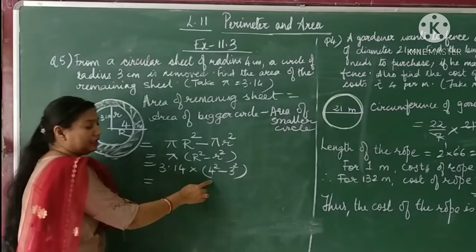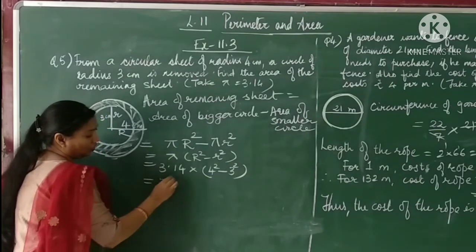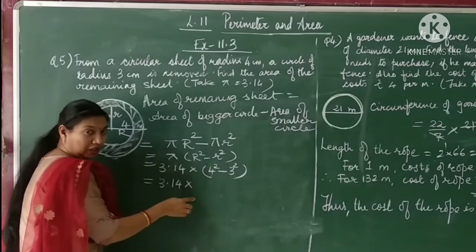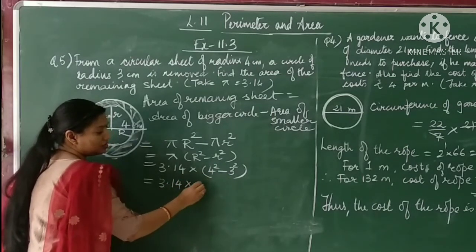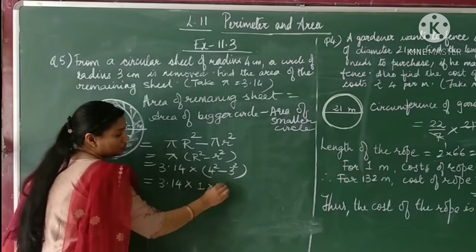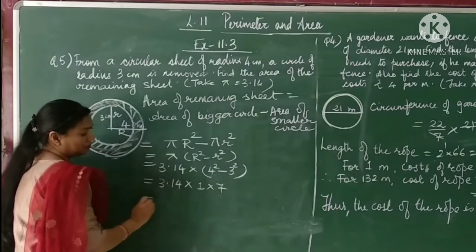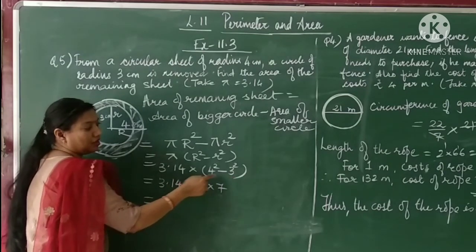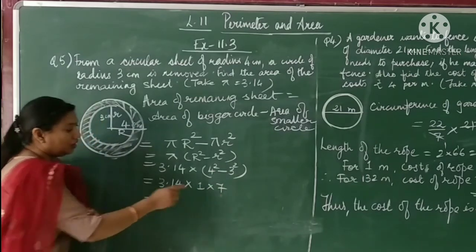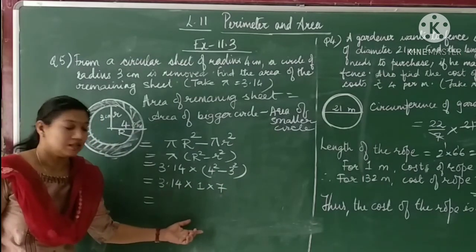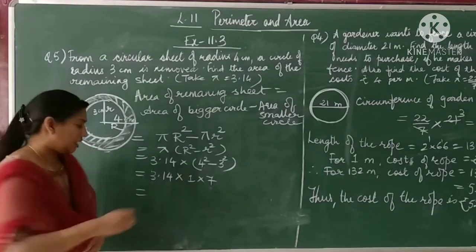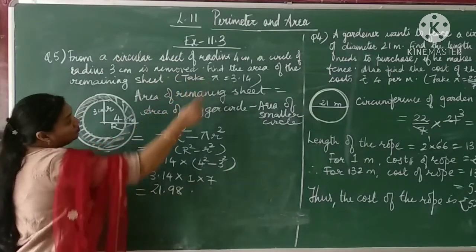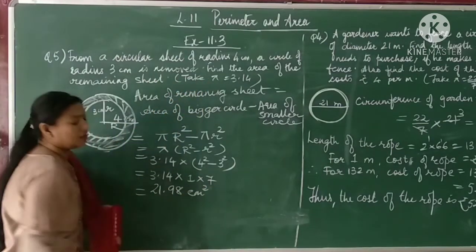Here I am using the identity a square minus b square, or you can also square it, that is 4 square is 16 minus 9. Using the identity, I write 4 minus 3 so 1 and 4 plus 3 so 7. Now I have to simply multiply 3.14 by 7. You can also do 16 minus 9 which is also 7. Now on multiplying, what is my answer? Let us find out. So my answer is 21.98. Here all the radii are in centimeter, so the answer is in centimeter square.